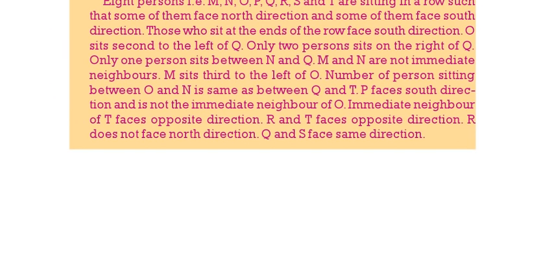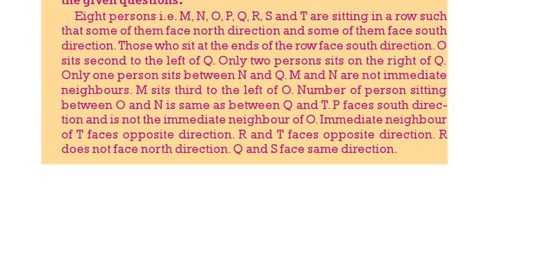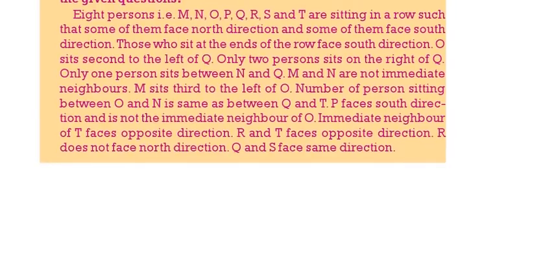Next question, 50 to 52. 8 persons M, N, O, P, Q, R, S, T are sitting in a row. Some of them are facing north, some of them are facing south. Those who sit at the end face south direction. Q is sitting second to the left of O. 2 persons are there to the right of Q. 1 person is there between N and Q. M and N, they are not immediate neighbors. M is sitting third to the left of O.